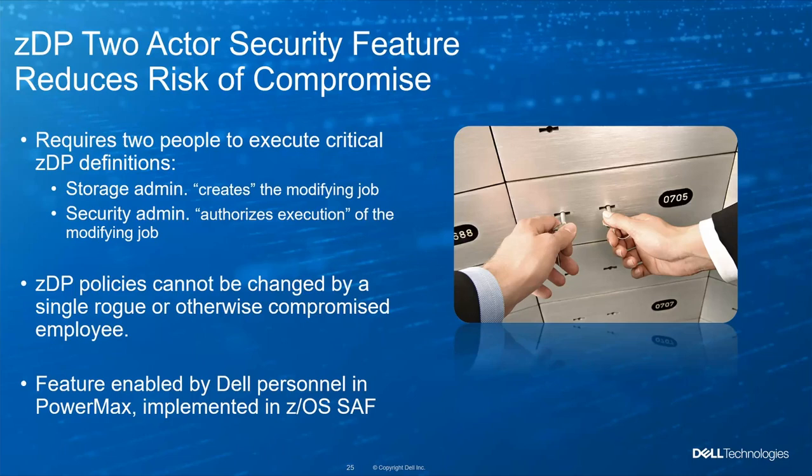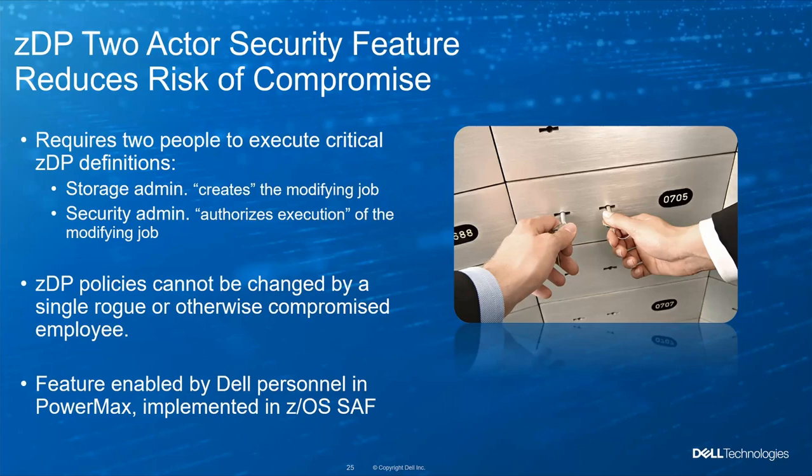So when we have actually implemented this using PowerMax itself, the ability to turn on two-actor security is a setting in the array that can only be altered by Dell service personnel. If that setting is made in the array in the service interface, then the ZDP solution will behave differently and will implement this two-actor security feature, which has been written by exploiting SAF facilities and setting up profiles that will allow this two-actor security method to be implemented using tokens that identify exactly what the job is supposed to do, creating a token based on its exact syntax.